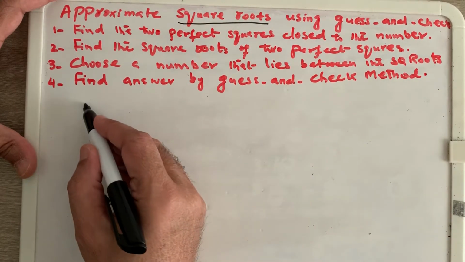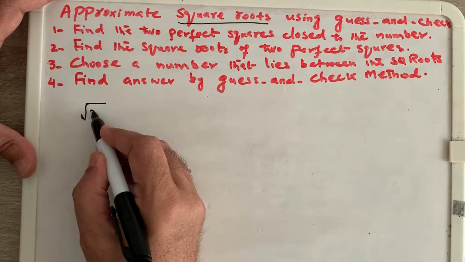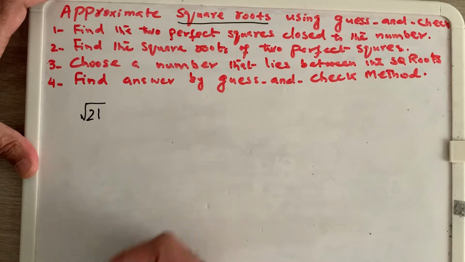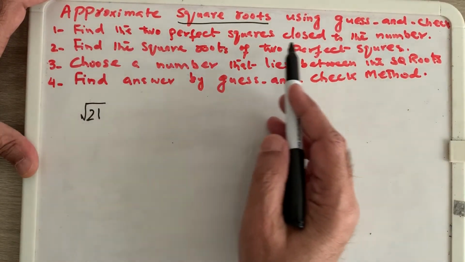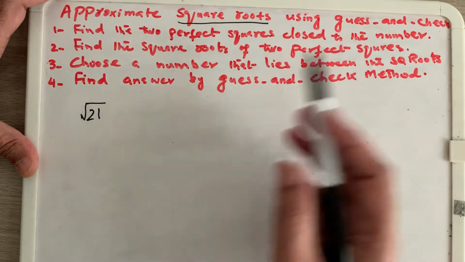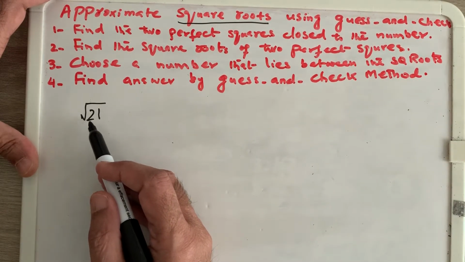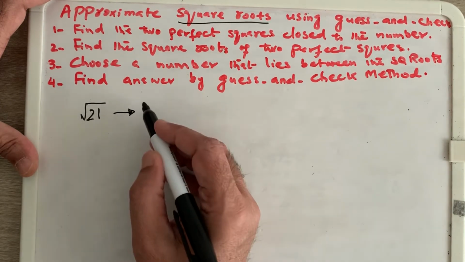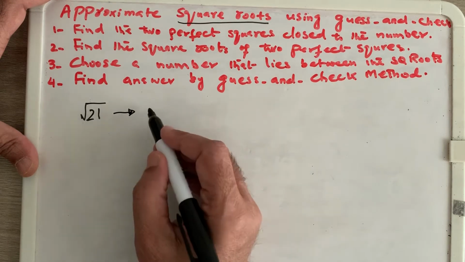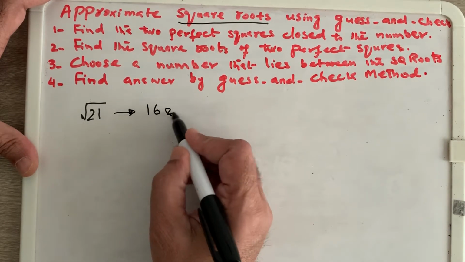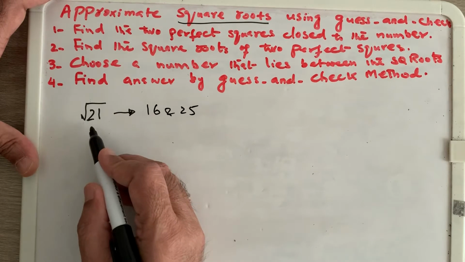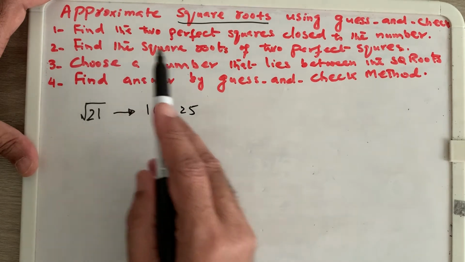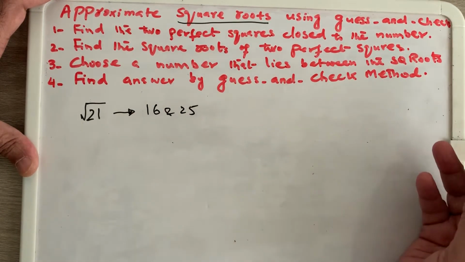For example, if the question says, okay, approximate or evaluate under root 21. So how could we start? There are 4 steps, right? Find the 2 perfect squares close to that number. So what is my number? 21. So what are the perfect squares? This is like a practice of perfect squares as well. The numbers close to 21 are 16 and 25. They are very close to 21 and they both are perfect squares. So the first step is to find the 2 perfect squares close to the number.